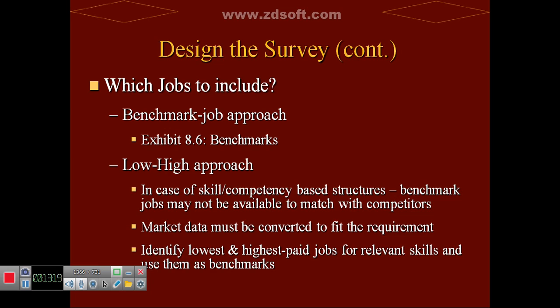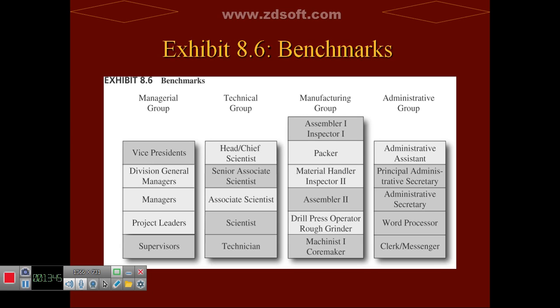So companies consider a few jobs that are quite standard, or benchmarks. Benchmark is nothing but a standard. If you consider only those jobs in your survey of the competitors, it will be more than enough. You can focus clearly and the quality of the survey will be quite higher. So for which purpose? The benchmark job approach. We are going to refer to Exhibit 8.6.